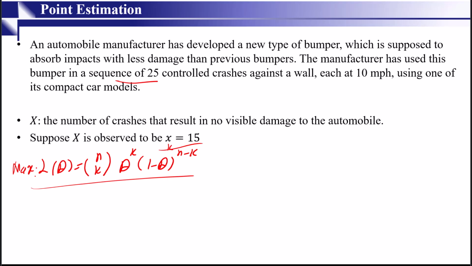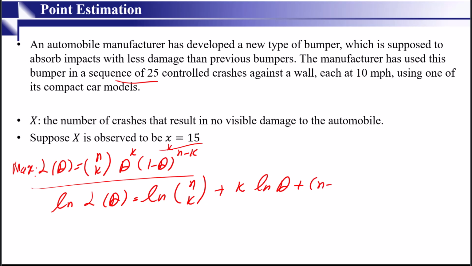So to simplify this one, we take the log likelihood, right? It means ln L(θ) is equal to ln of the combination of n and k, plus k ln θ plus (n − k) ln(1 − θ). Because this ln combination of n and k is a constant, it does not affect the maximum. Then we compute the derivative with respect to θ and set it to 0 to find the critical point, right?